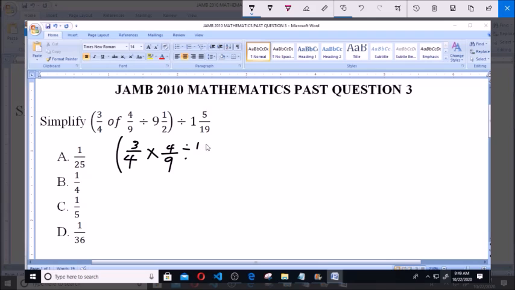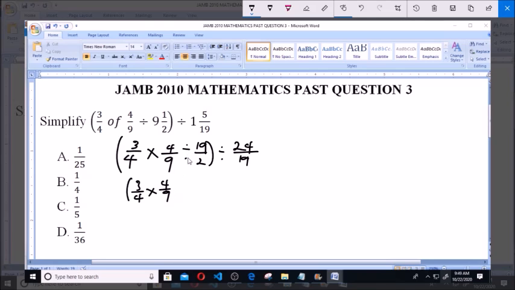So we have divided by 19 all over 2, close brackets, then divided by, this is also a mixed number. We convert it to an improper fraction. 1 times 19 will give us 19, plus 5 will give us 24. So 24 over 19. So we have 3 over 4 multiplied by 4 over 9.